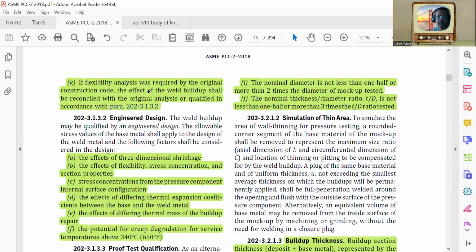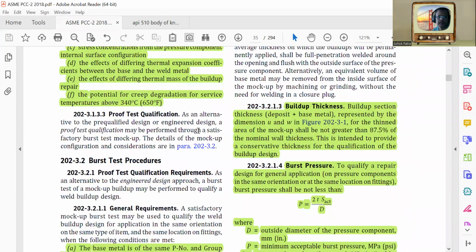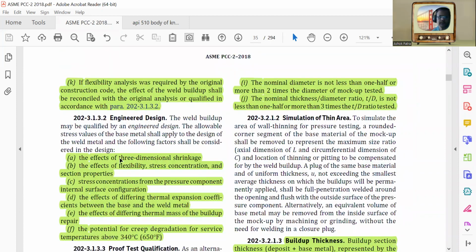If the flexibility analysis was required by the original construction code, the effect of weld build-up shall be reconciled with the original analysis or qualified in accordance with para 202.3.1.3.2. Engineer design: the effect of three-dimensional shrinkage, the effect of flexibility, stress concentration, and section properties.